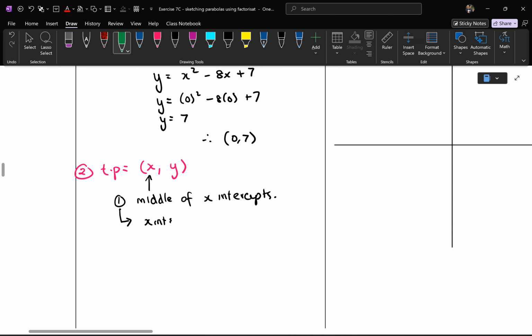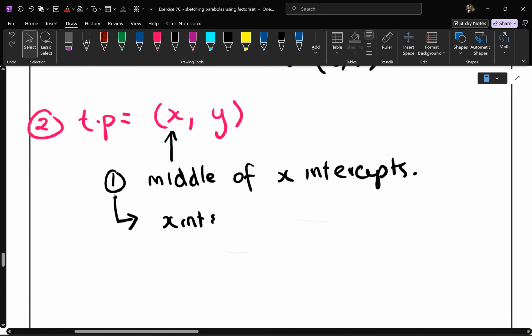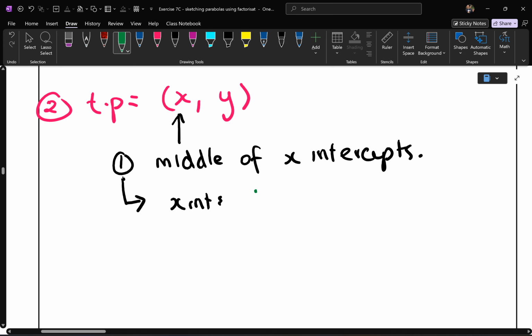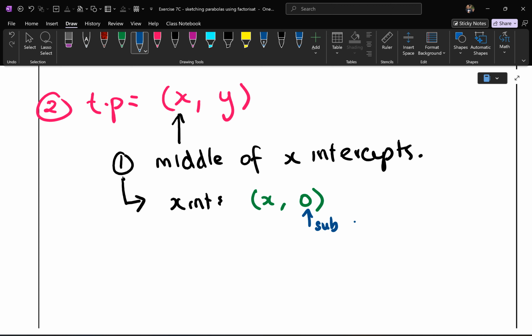What do you do? Can I please have Mira? What do you have to do to find the x-intercept? Beautiful. So I don't know what x is, but I know the y-coordinate is 0. What this means is sub y equals 0 into the equation. Okay, so I'm using this new method to find the x-coordinate. Remember you had negative b over 2a, or you can find the middle of the x-intercepts, but we haven't found the x-intercepts yet. So we have to find them now.